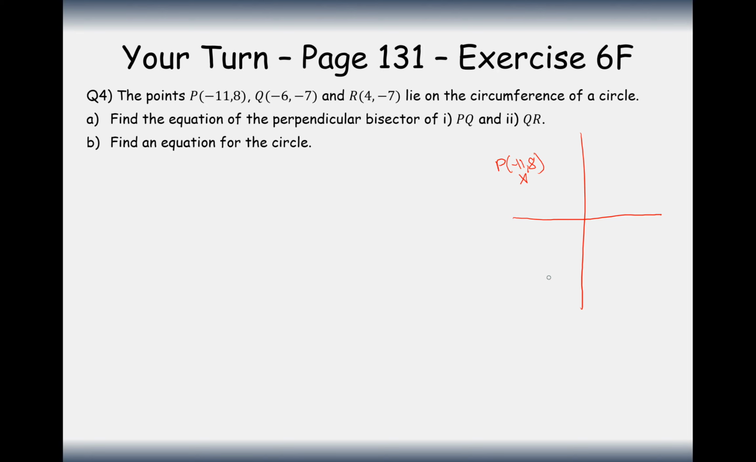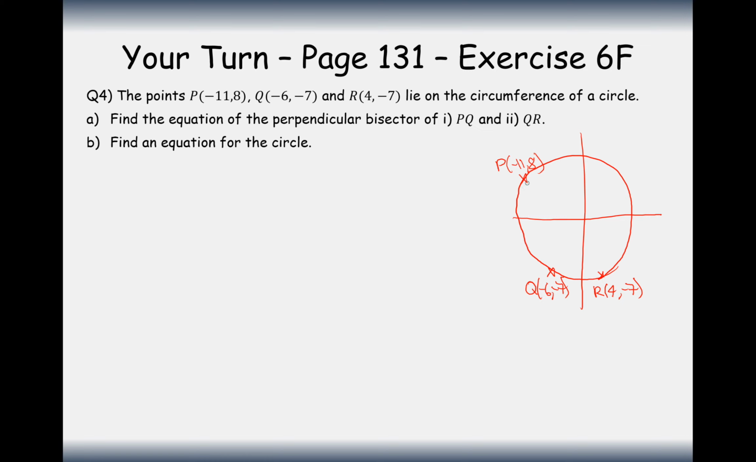The coordinate Q is at -6, -7. And the coordinate for R is at 4, -7. Okay, so what we need first is to connect all of these together to form a circle. Not the best circle in the world, but that's not the point. The point is to be able to visualise what's going on.